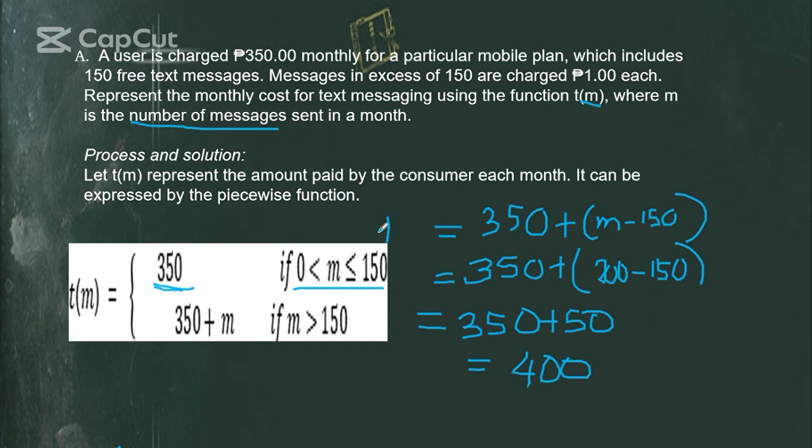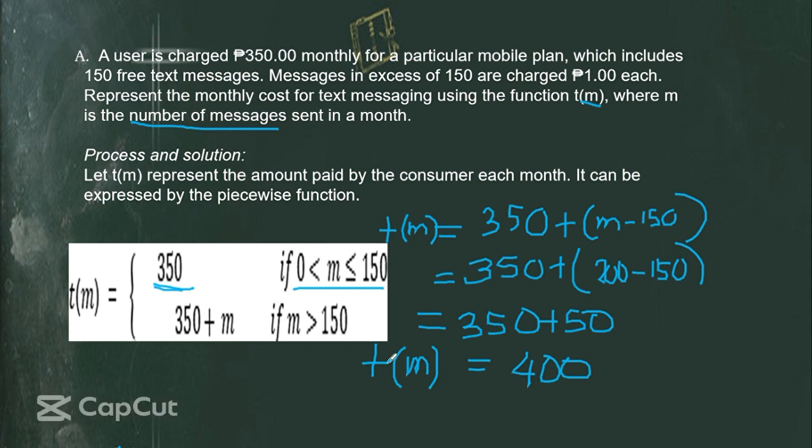So use T of M instead of f of x. But it's the same, we can use different representations of a variable. It depends on the problem, usually the first letter of what we want to find is what we use. So, this is the amount paid by a consumer who sends 200 messages in a month. So, 350, then the excess over 50 messages, 400, is what must be paid. Understood? Okay, ready for the next problem?